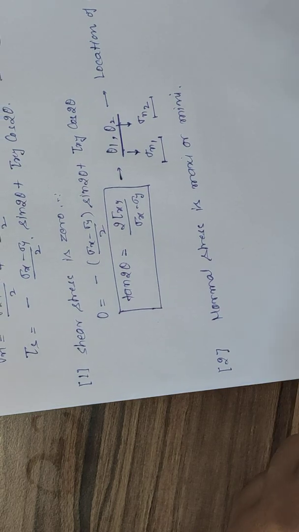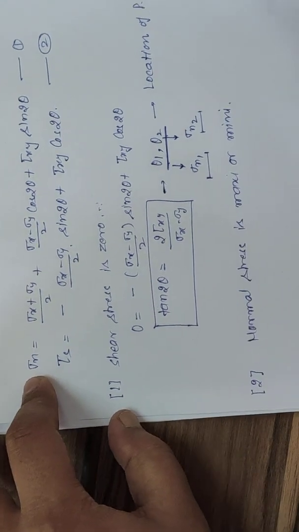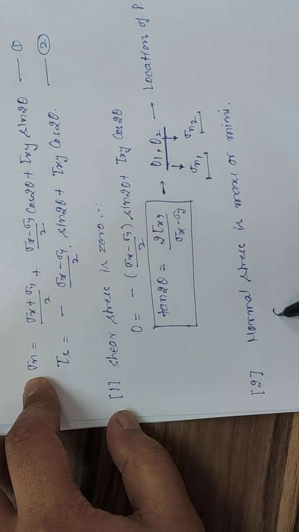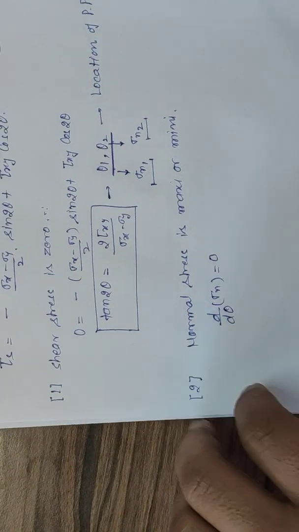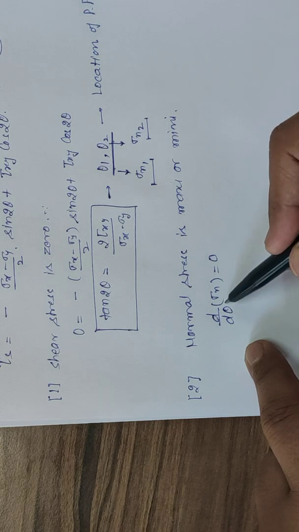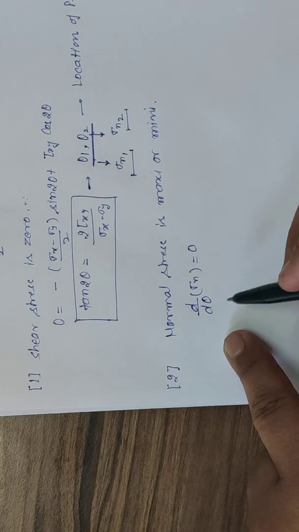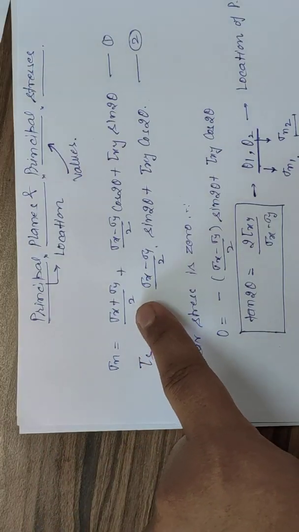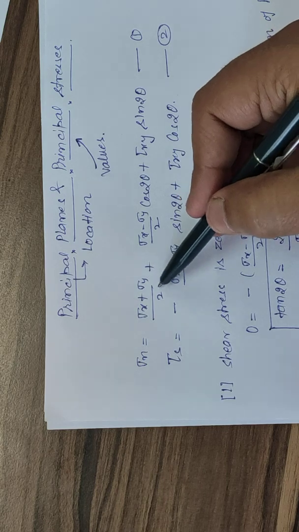So now we apply the maxima minima condition to this normal stress. Putting the maxima minima condition means d by d theta of sigma n equal to 0, which means the normal stress is maximum or minimum. Now differentiate sigma n with respect to theta. This part is independent of theta, so this will be 0.